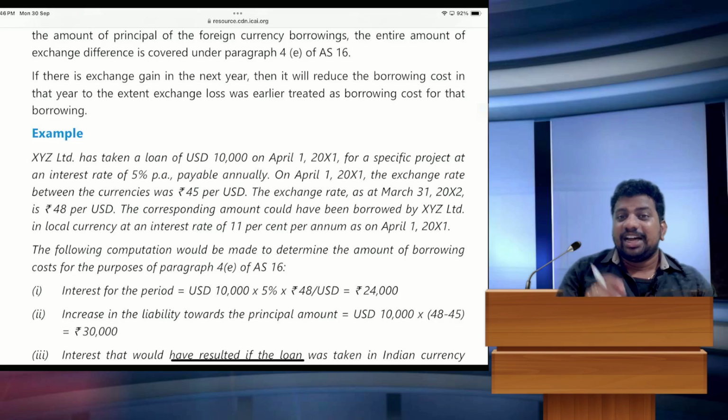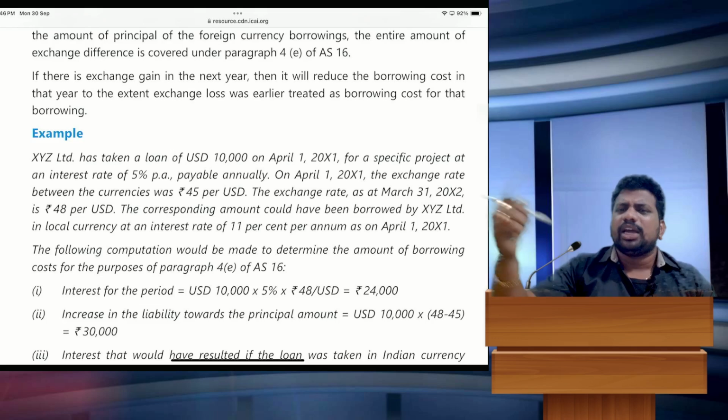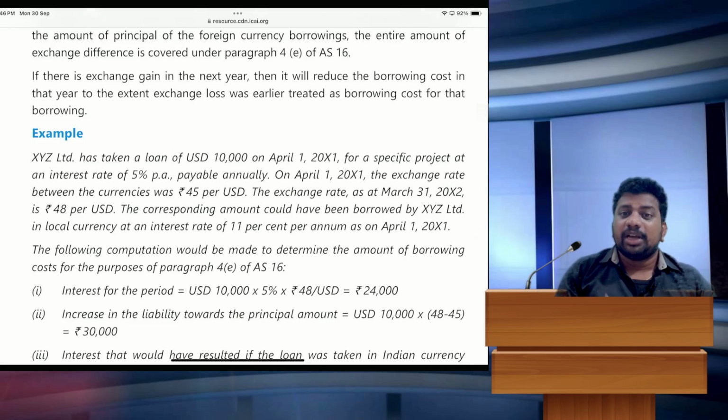Now understand, will the exchange rate be constant throughout the day, throughout the year? No, every minute, every hour, it keeps on changing. Now this 45 on 1st April is the same. Maybe after 1 day, after 2 days, or at the end of the year, this 45 may become either 44, it can become 70, it can become 80. Those are called exchange rate fluctuations.